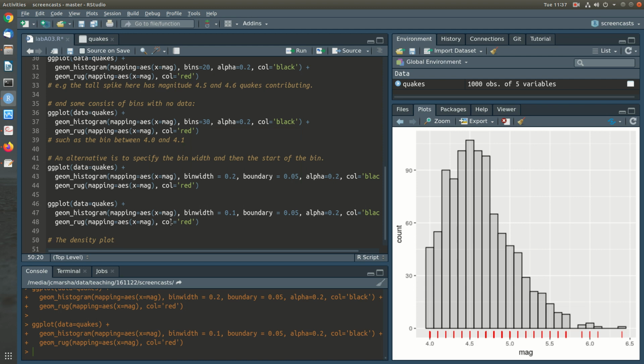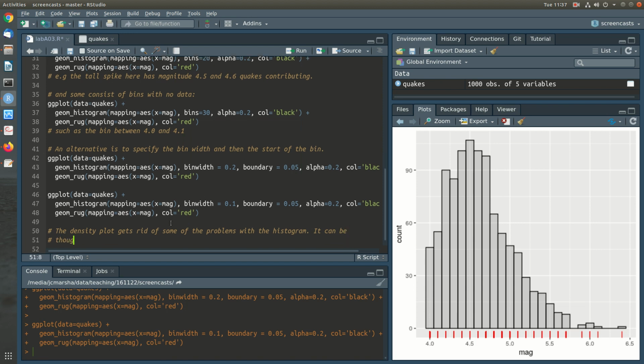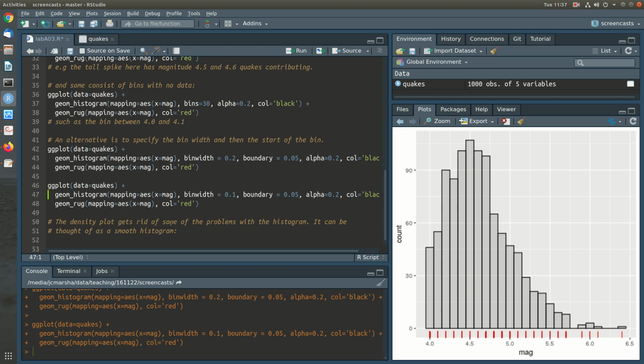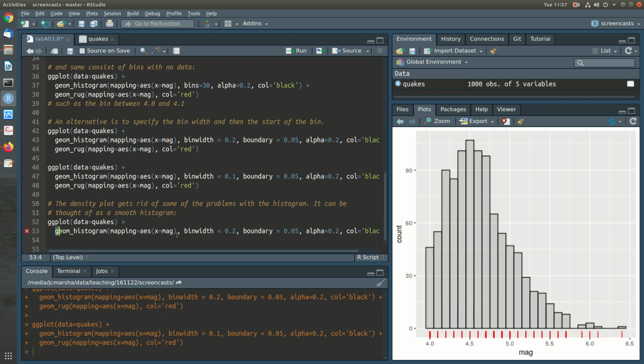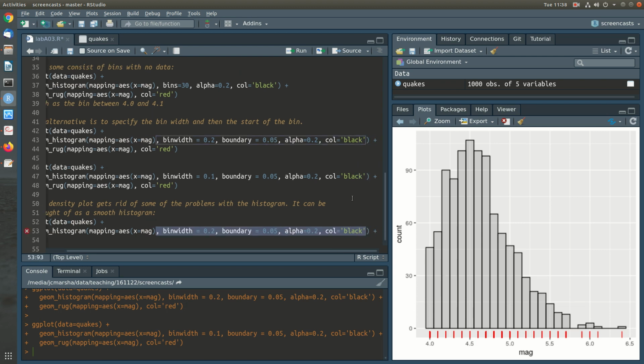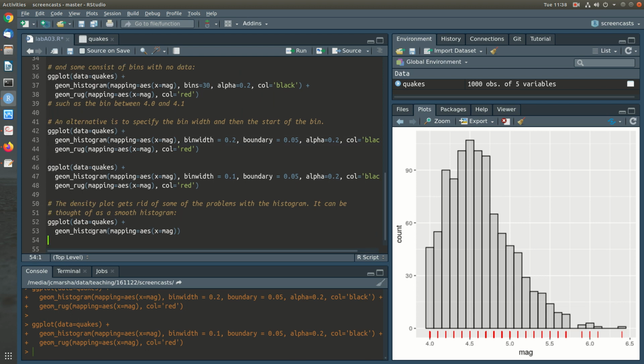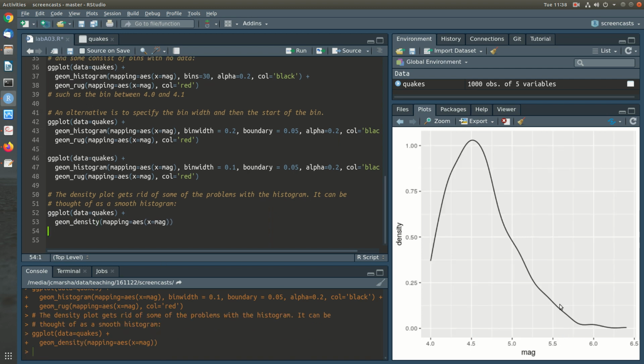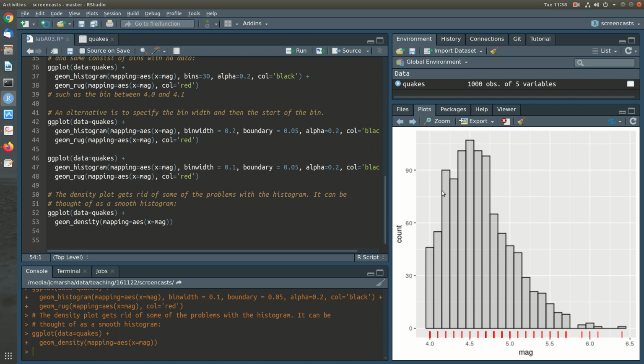So the density plot essentially gets rid of some of the problems with the histogram. It can be thought of as a smooth histogram. Okay, so we just take the same code we had before, and I'm just going to change it, get rid of all the extra guff. I don't need any of that anymore, and we'll just switch to density. Okay, and so essentially it smooths over the shape that we have there in a smooth line.